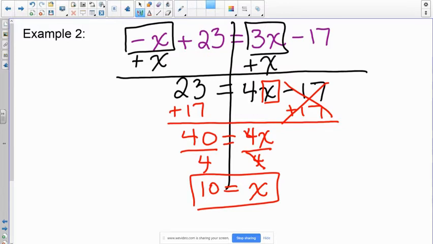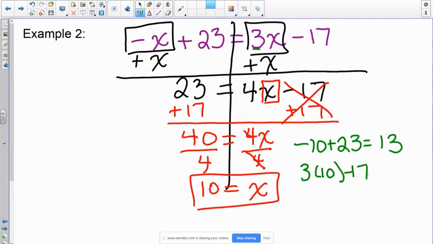Again, we're going to check. You have to do both sides here. So we're going to start with negative 10 plus 23 equals 13. And now I'm going to do the other side, the 3x side. So 3 times 10 minus 17. Well, that's 30 minus 17, which is 13. Since they both equal the same value, then I know that I have to be right with x equals 10.